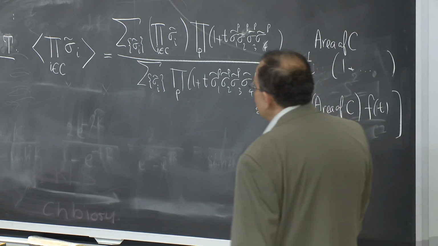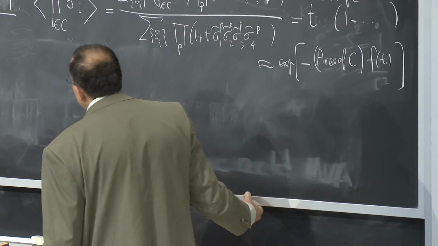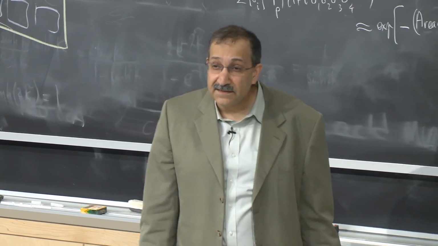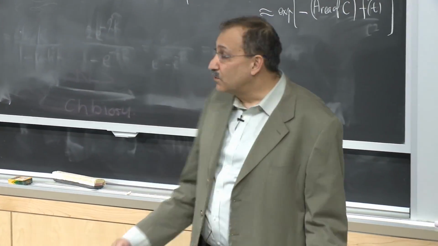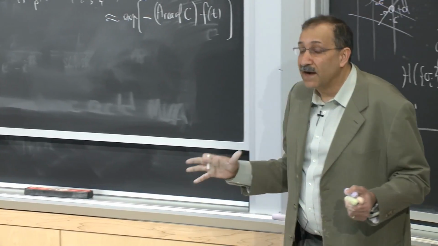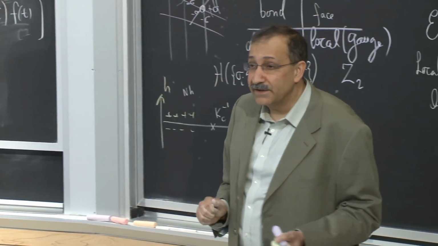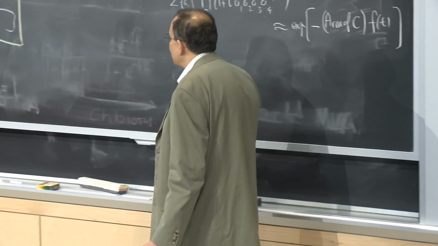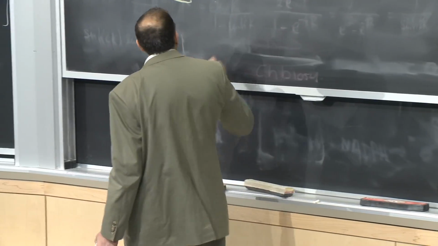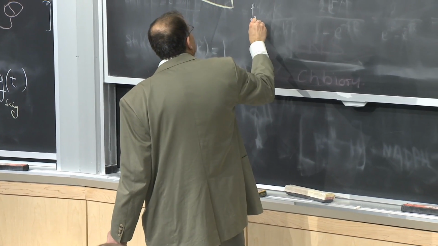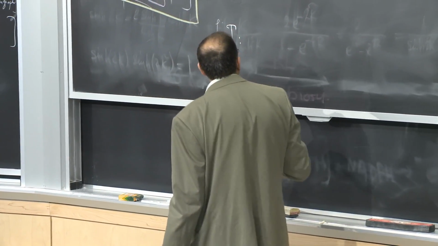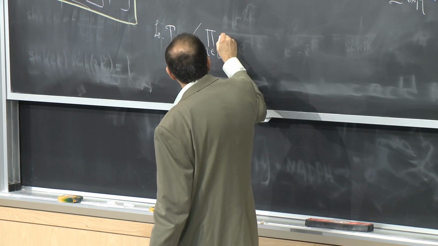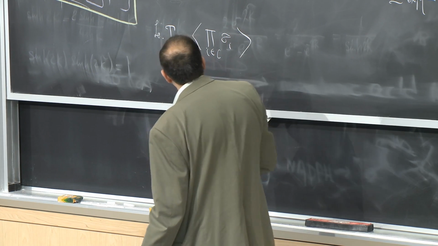So what we know is that if I take the expectation value of this entity, then its logarithm will be proportional in high temperatures to the area of this loop. Okay? Now, what happens if I try to do a low T series for the same quantity? Okay?